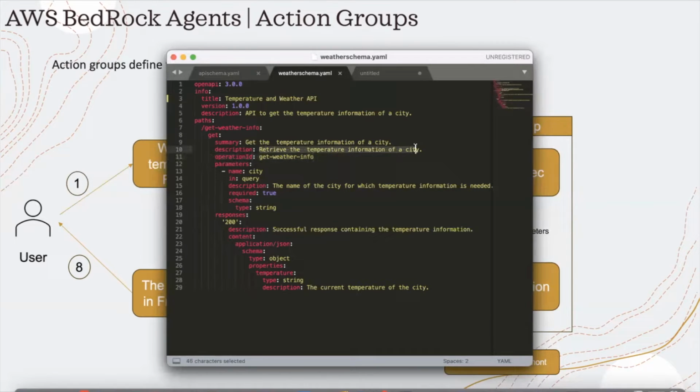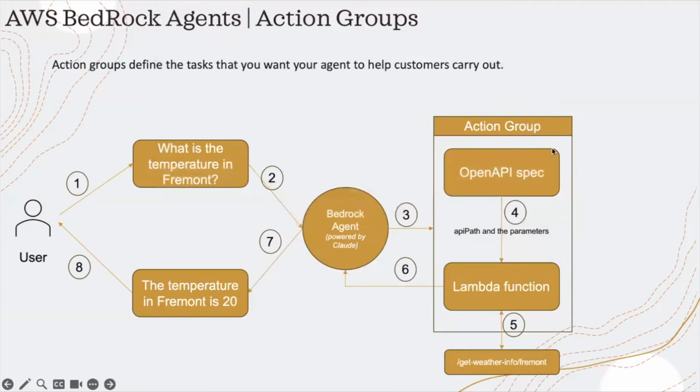Description is retrieve the temperature information of a city. Operation ID is get weather info. The parameter that it takes is the city, right? So when I say what is the temperature of Fremont, it actually understands that the city I'm talking about is Fremont, so that it can then pass it to the function which will call the API with the city, right? The city is of type string, and then the response, how the response should be, right? If it is a 200, if it's an okay response, that's what we define in the Open API spec. So this is one of the components of the action group.